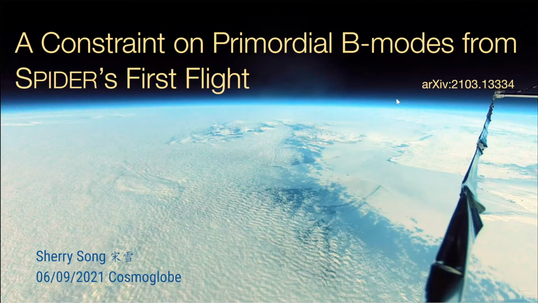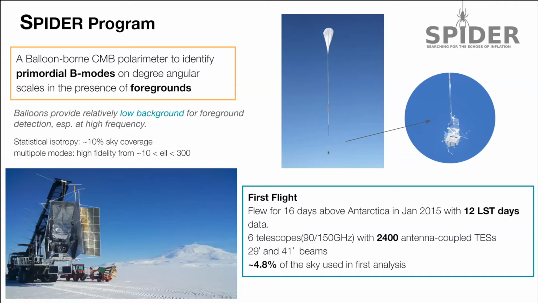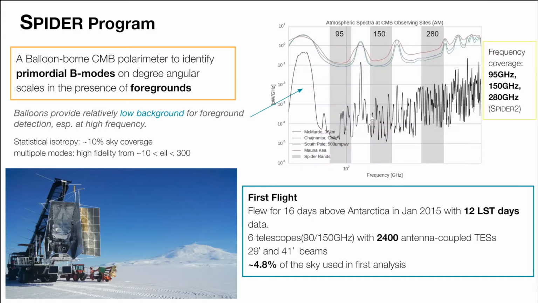Someone from the Cosmoglobe has introduced our program briefly on Monday. But for those of you who don't know about the SPIDER program, SPIDER is a balloon-borne CMB polarimeter to identify primordial B-modes on degree angular scales in the presence of foregrounds. It is designed to measure r, the tensor-to-scalar ratio. Balloons provide a relatively low background, especially at high frequency for the galactic foreground observations. In the plot over here, the black line is the McMurdo atmospheric spectra from 36 kilometer altitude.